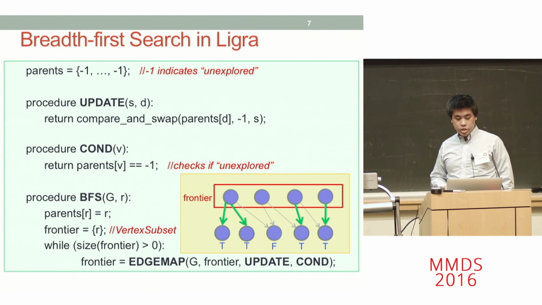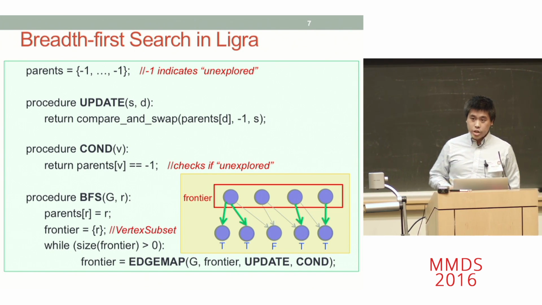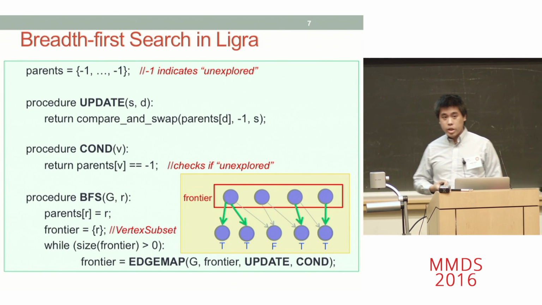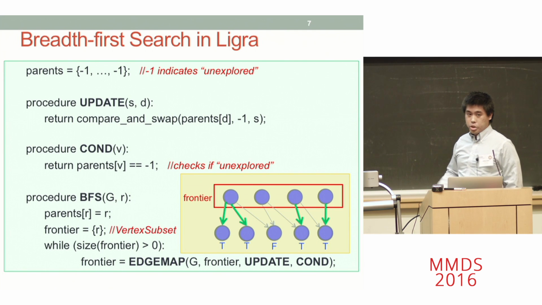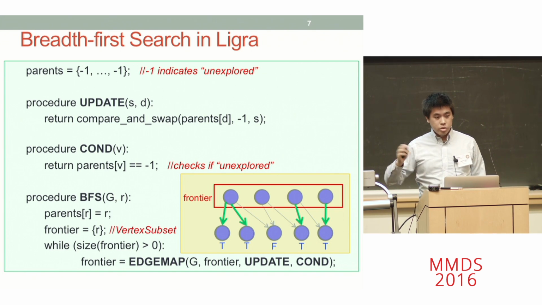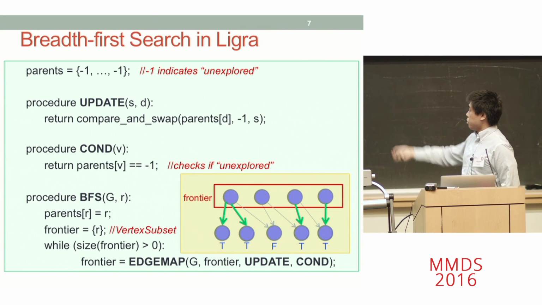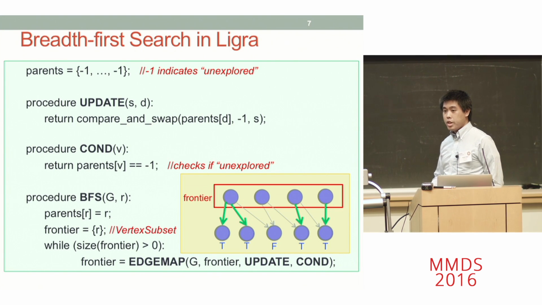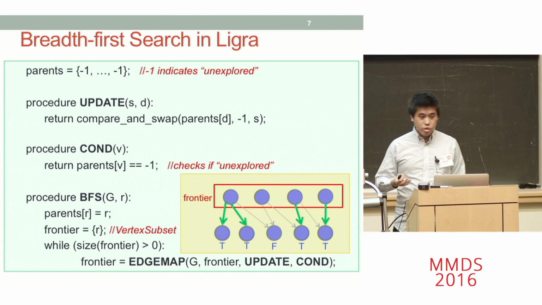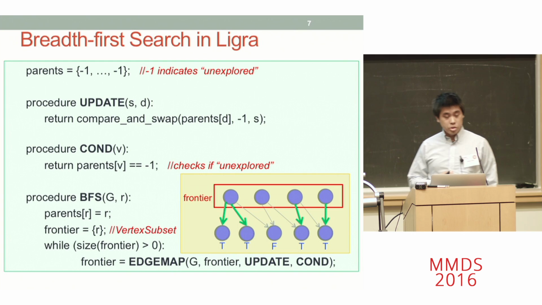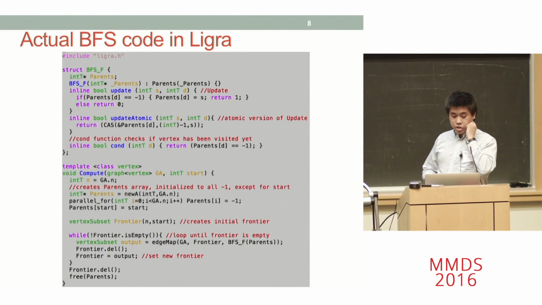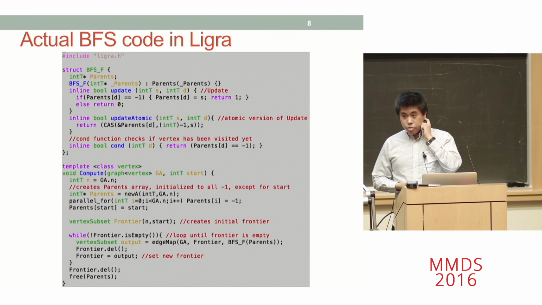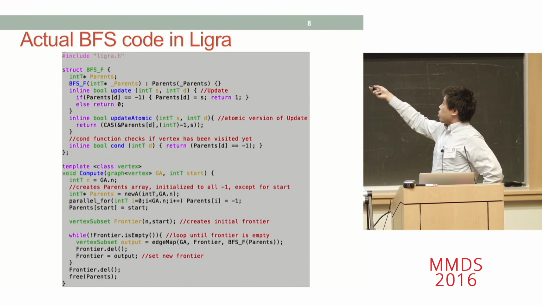So we mark those as visited and place them in the output of EdgeMap, represented as a vertex subset, and we assign that to the frontier variable, and this is going to be used in the next iteration of BFS. This procedure just keeps continuing until the frontier becomes empty, at which point we know that we visited all the vertices that are reachable from the source. So that's the pseudocode for BFS in Ligra. The actual code for BFS isn't that much more complicated.